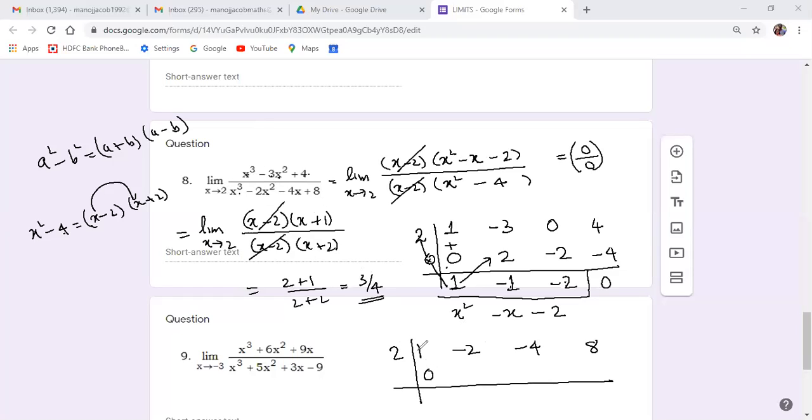So 0. Add 1. Then what will come? 2. When you add, what will happen? 0. 0 here. Minus 4. Minus 8. 0. This is the coefficient of x square. This is the coefficient of x. 0 into x is 0 and then the constant. So x square minus 4. Understood?